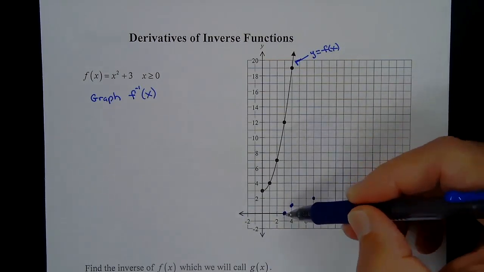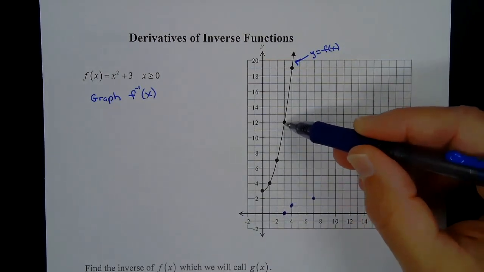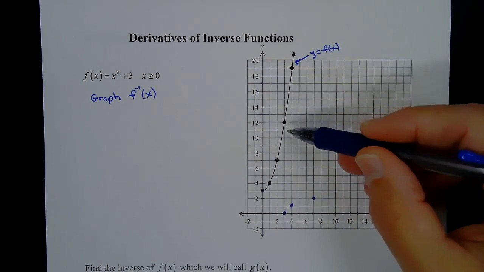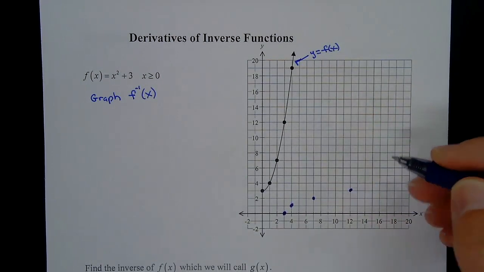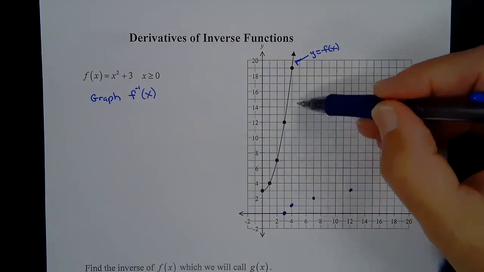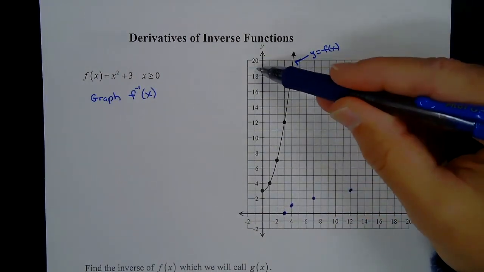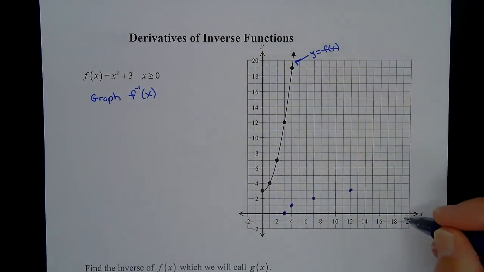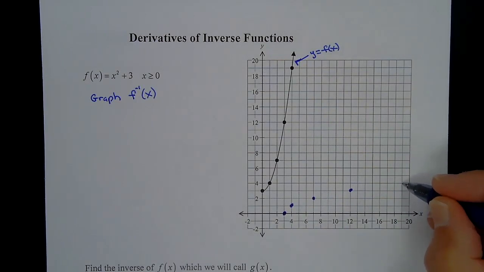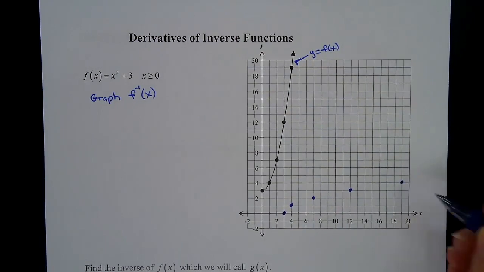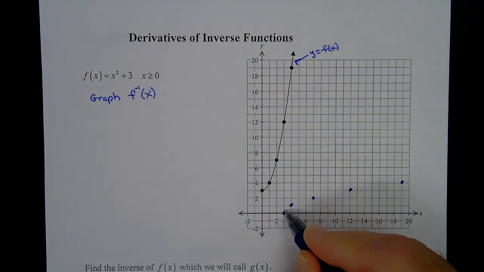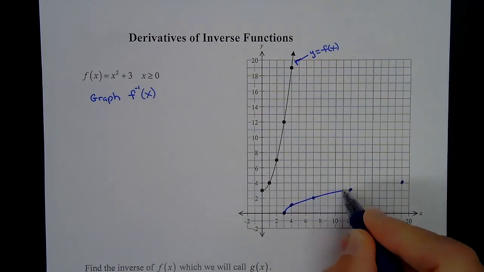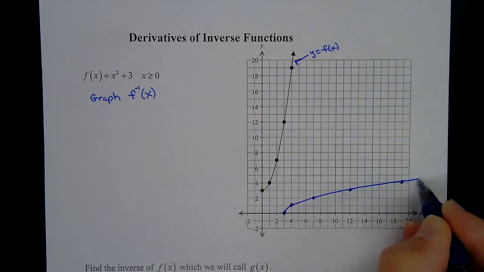And then we put in 3 and we get out 12. That means if we put in 12, we get out 3. So 1, 2, 3 right there. All right. And then when we put in 4, we get out 19. That would mean when we put 19 in, we get out 4. So that'd be right here. And so it looks like this, and it's actually the square root function. Okay. So it looks something like this, and it's going to keep going.